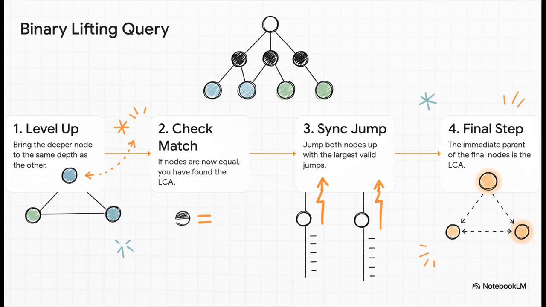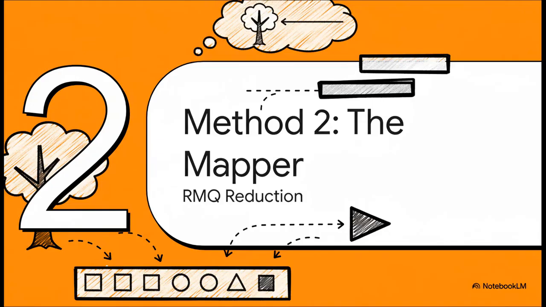And here's the trick. We always use the biggest ladder we can, as long as it doesn't make them land on the same parent. We keep doing that until they're right next to each other, and then bam, their immediate parent is the LCA.